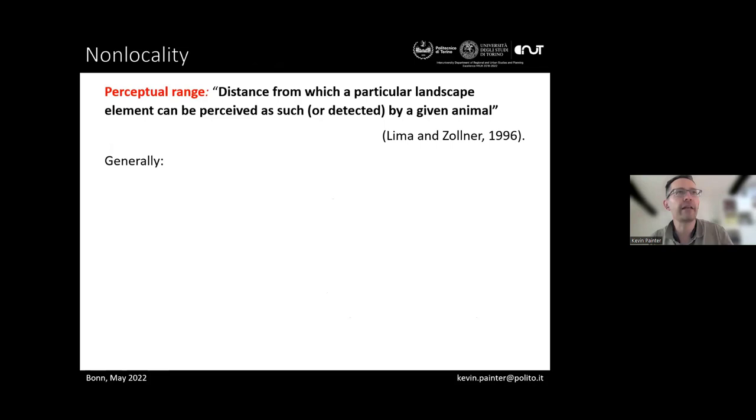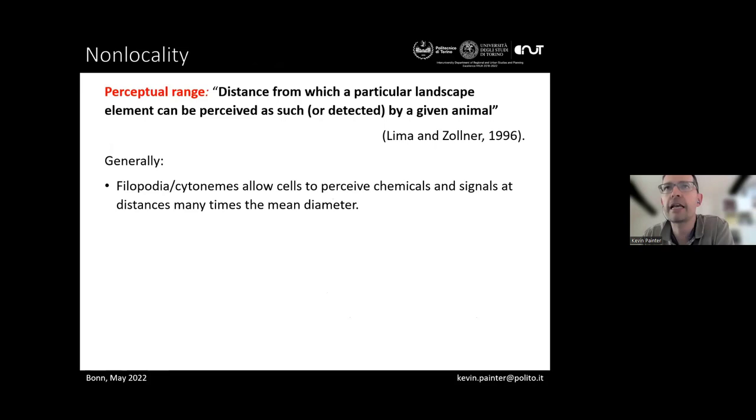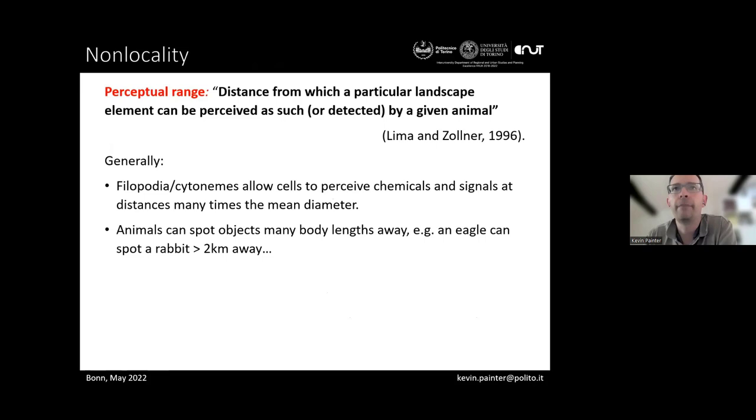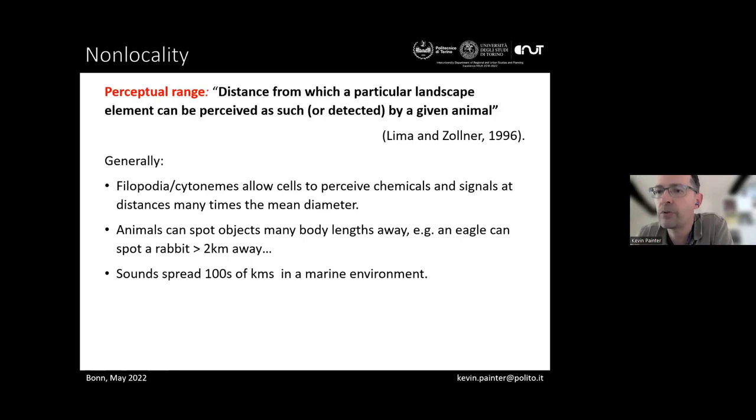This is a phenomenon in ecology that leads to the concept of the perceptual range, which is the distance from which a particular landscape element can be perceived by some given animal. More generally, this is true even for cellular populations, because cell populations can perceive chemicals at distances through filopodia. Animals can spot objects from many body lengths away. It's not even just visual, because sound spreads even hundreds of kilometers in a marine environment, which allows whales to communicate with other whales, maybe even 1,000 kilometers away. So the perceptual range is very important for spreading information.